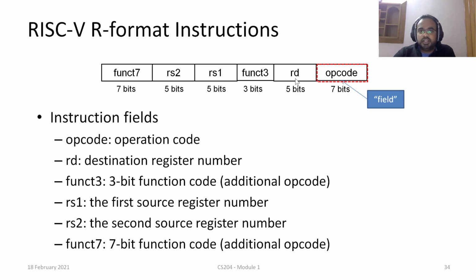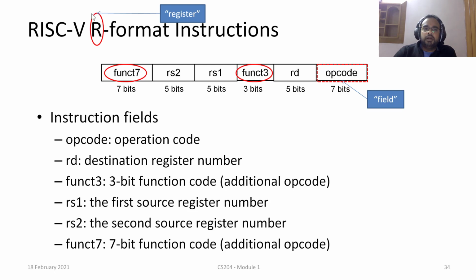Why is it taking 5 bits? Because we have 32 registers in RISC-V. Function 3 is a 3-bit opcode extension. RS1 is register source 1, RS2 is register source 2, and just like the destination register, we have 5 bits for each of them, and the remaining 7 bits are again used for additional opcode. Now the operation that we want to perform will be given by the opcode, function 3 and function 7.